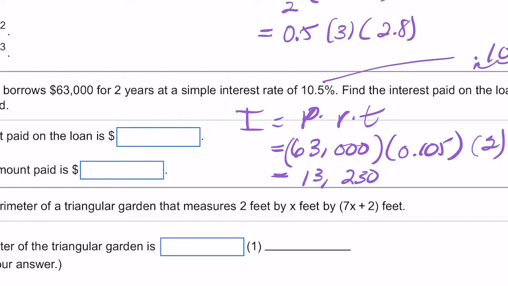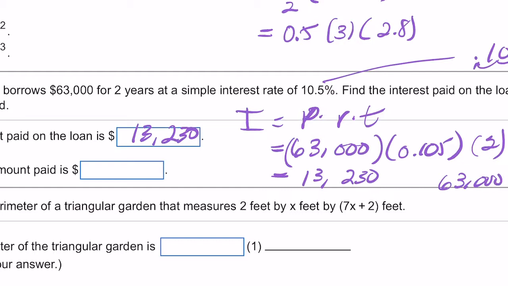So that means that if you borrowed this amount from the company, $63,000, if they're going to lend you money, they need to make some money. So they're making $13,230 off of you. That's the amount you need to pay back, plus what you borrowed. So the interest paid is $13,230, but the total amount paid would be what you borrowed plus the interest.